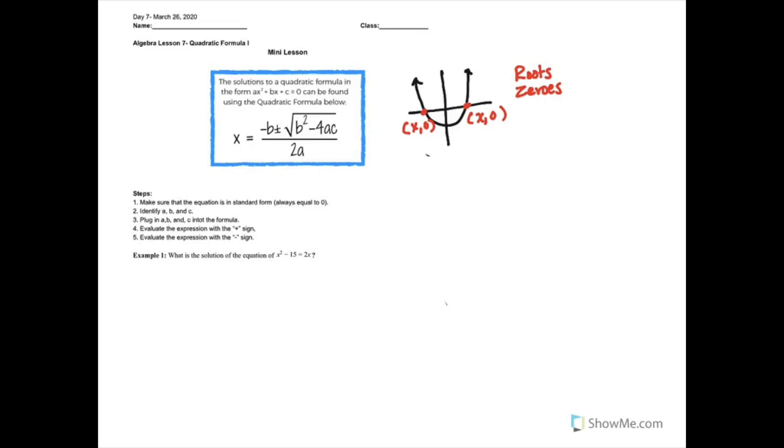Now, something else that we can use to find what those values are, if we don't have a graph and we have to do it algebraically, is what we call the quadratic formula. The quadratic formula is just another way that we can figure out what these roots, zeros, or solutions to this quadratic equation are, without a graph or without using our strategy of using the table.